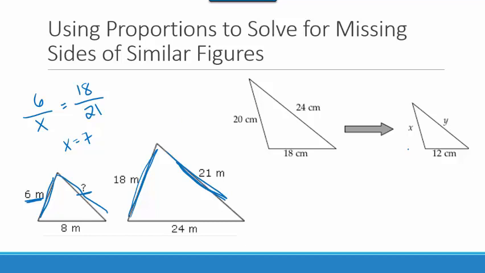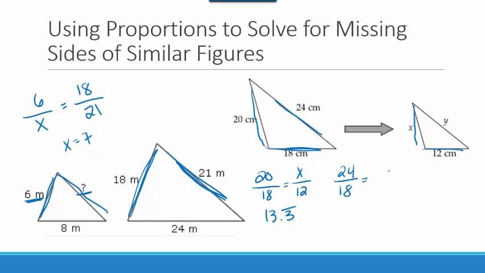This one, same thing. Again, we're trying to solve for both x and y, so I want to choose sides that would help me solve. We'll do x first. So I could do 20 over 18. I'm going to go in that same order on this side and do x over 12. Cross multiplying, I would get that x is equal to 13.3 repeating. And then if I'm going to figure out y, I could do, for example, 24 over 18 for this triangle is equal to y over 12 for this triangle. And then again, cross multiplying, I would get that y is equal to 16.